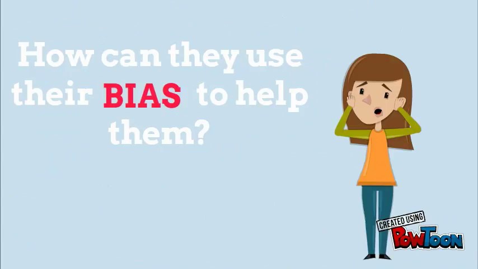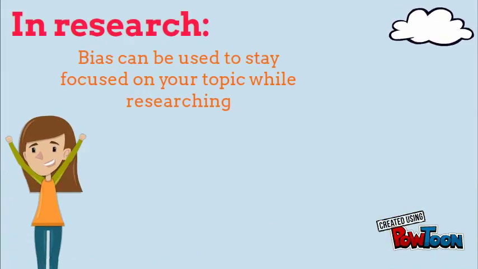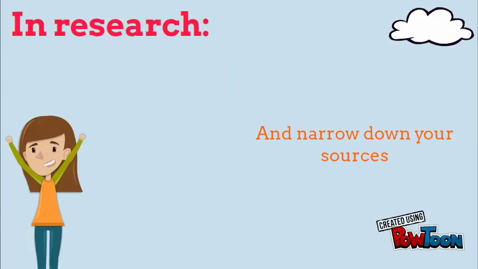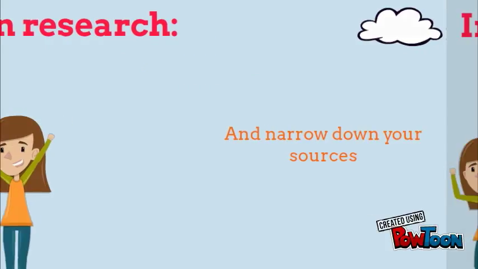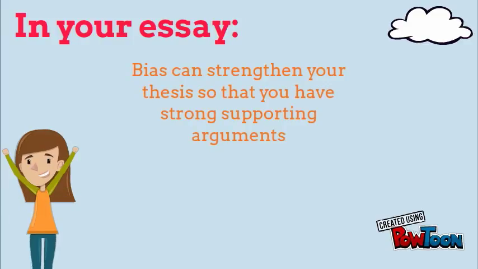How can they use their bias to help them? In research, bias can be used to stay focused on your topic while researching. Sometimes you may have an overwhelming amount of sources, and bias can help you narrow down your sources. In your essay, bias can strengthen your thesis so that you have strong supporting arguments.